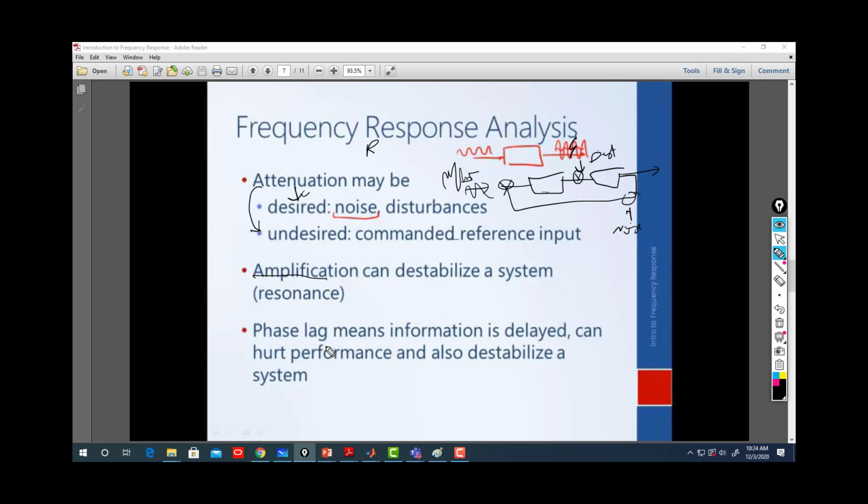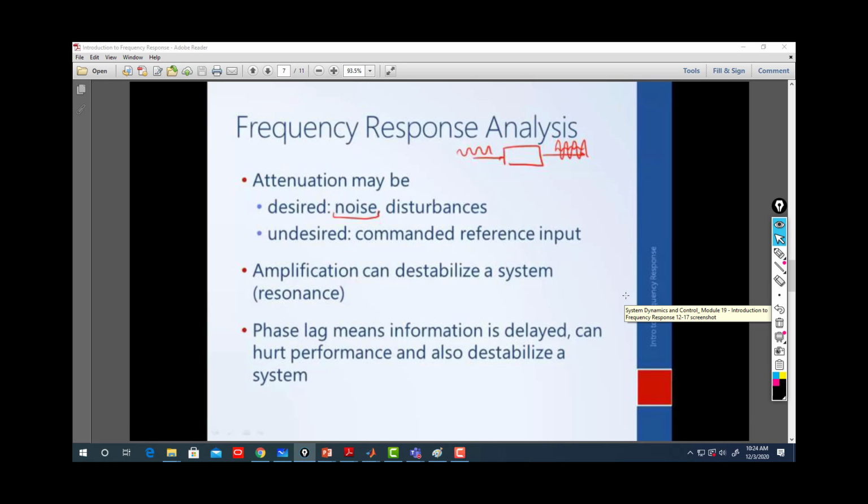Also, looking at the phase, we can see the phase lag. And what we mean by that is information will be delayed if you have phase lag. So you put in your input, and if you have phase lag at this frequency, you know that your information will be delayed. This can hurt performance and also destabilize a system. So basically, that's why we need to extract the phase and the amplitude, because this information is very important in control in general.